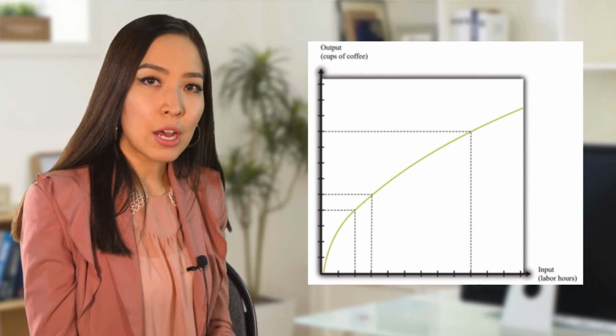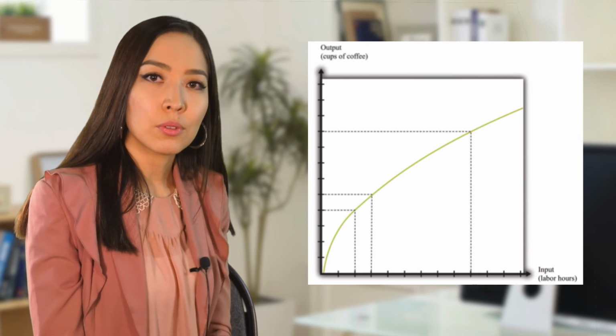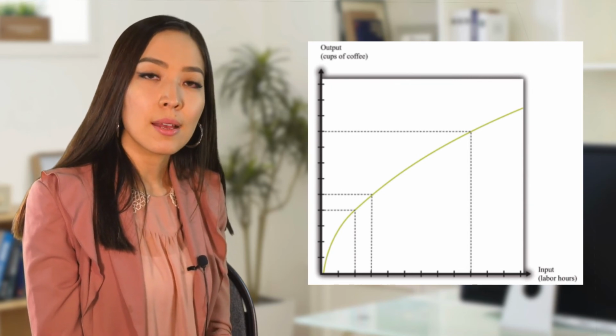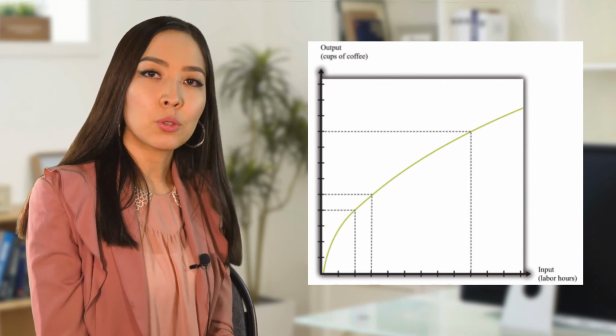The production function tells us the level of output of a firm for a given level of input. The function is, for instance, output equals productivity multiplied by hours of labor input or capital input.